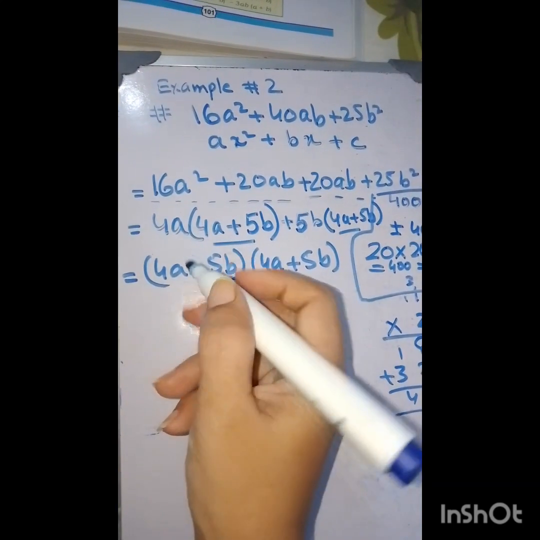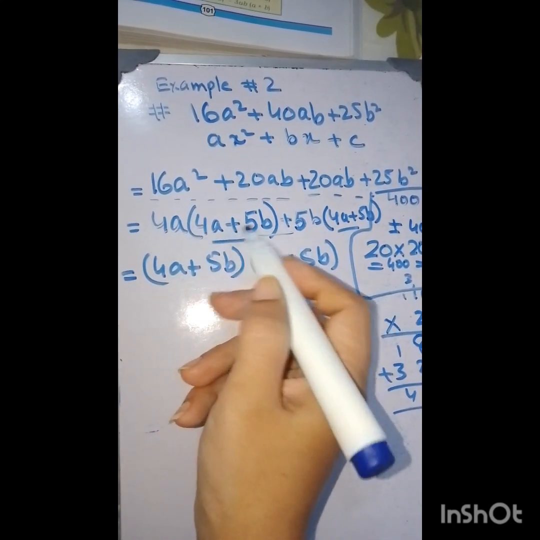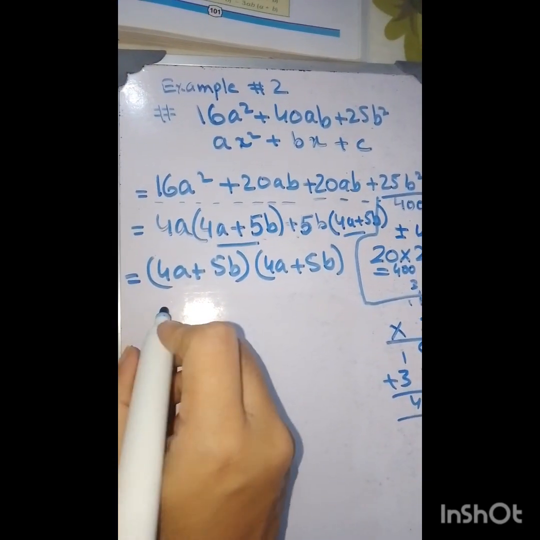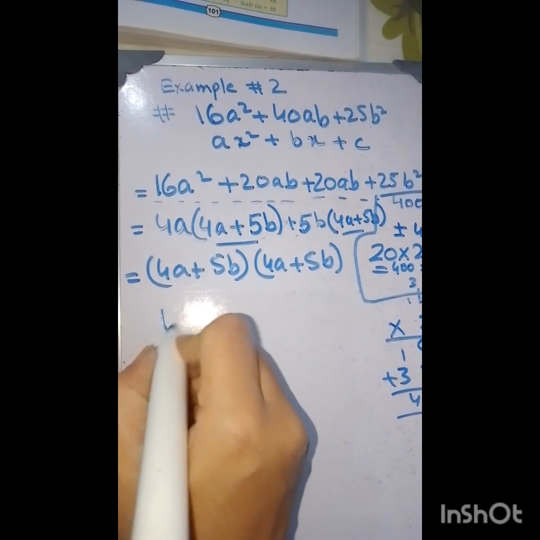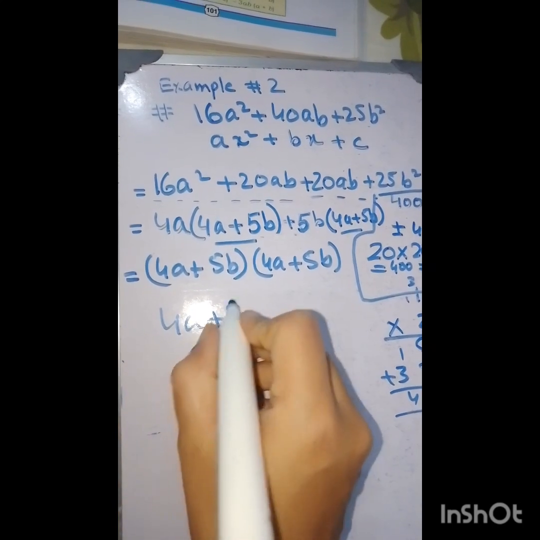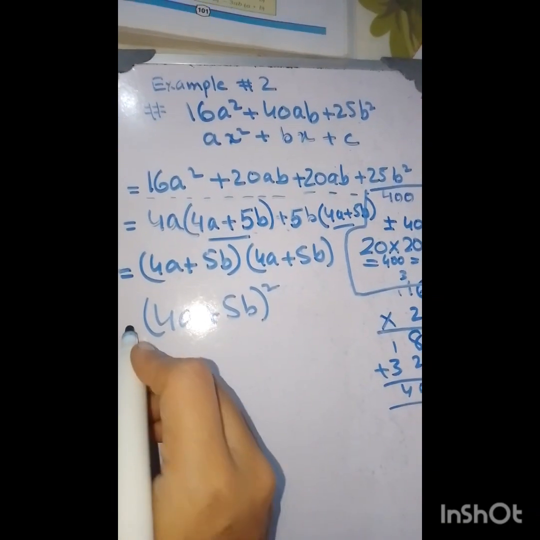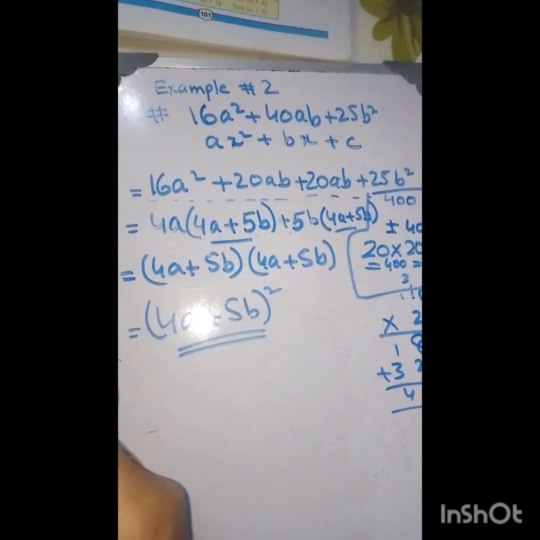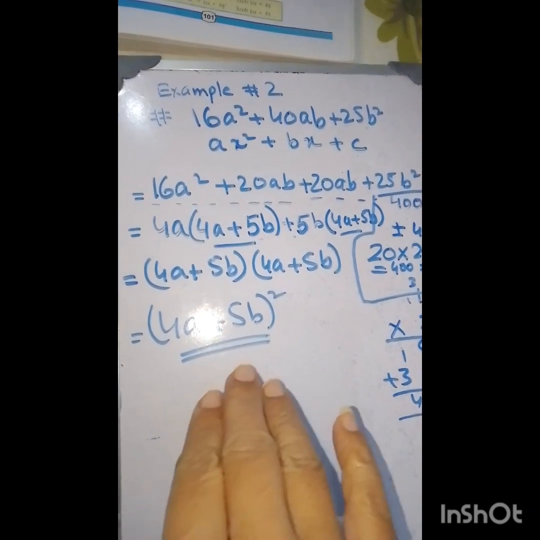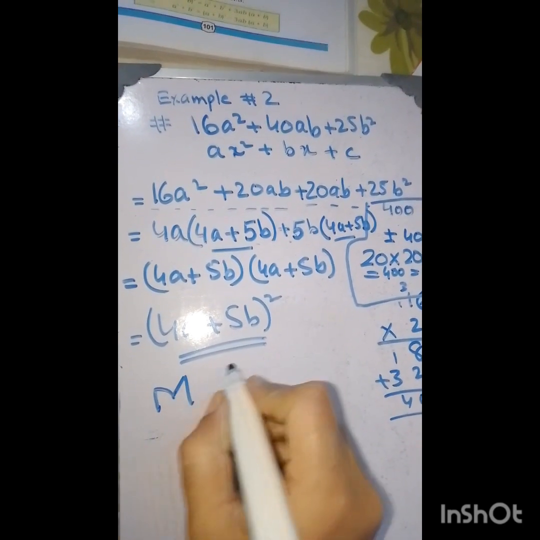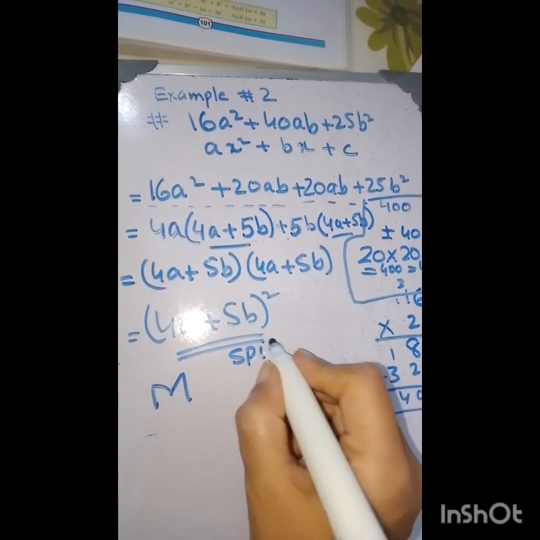It is not necessary that these two factors and the inside factors should be the same. So now you can write it like this, or you can write it in the form of a square. Base is the same, power will be added up. So this is our final answer, and this is how to solve the quadratic using the splitting middle term formula.